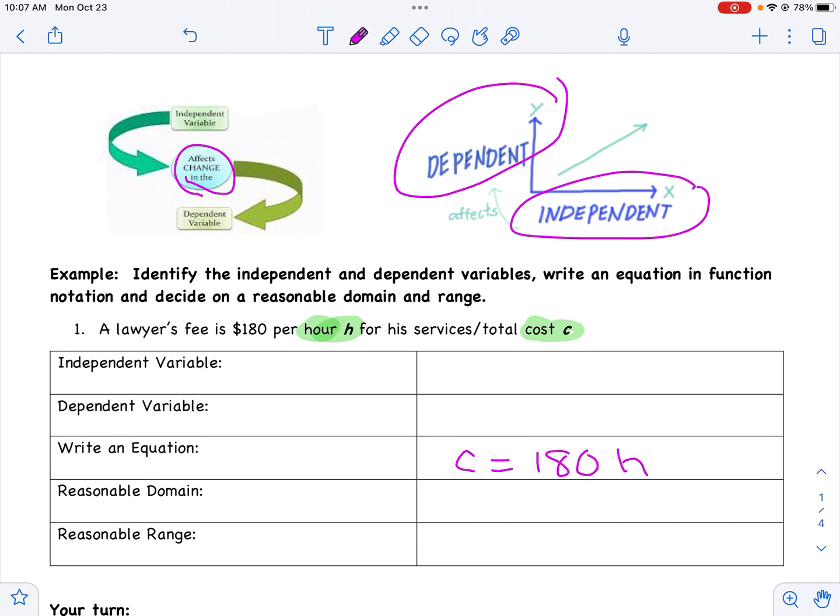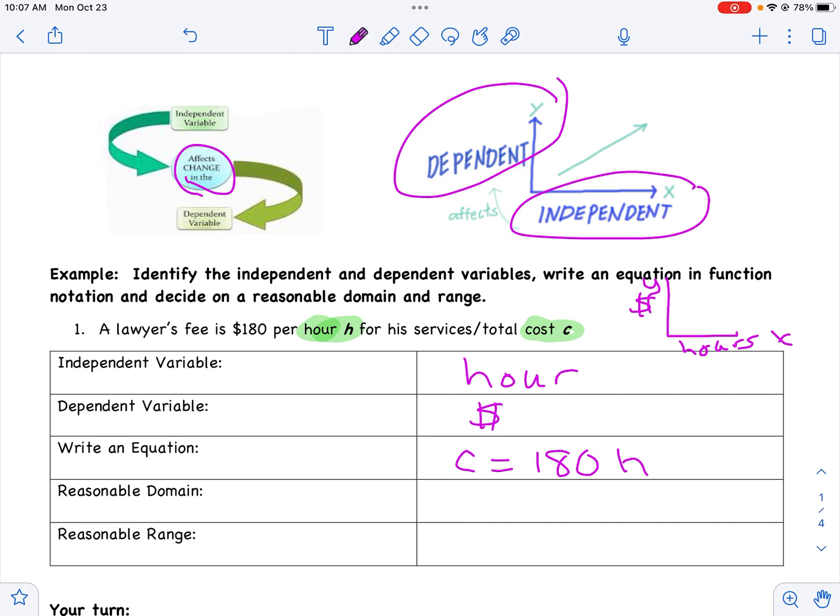So if I were to graph this one, hours would go along the bottom, and the money or the total cost will go along the side. And automatically that tells me which one is the x and which one is the y. Again, the number of hours that you work affects the amount of money that you make.